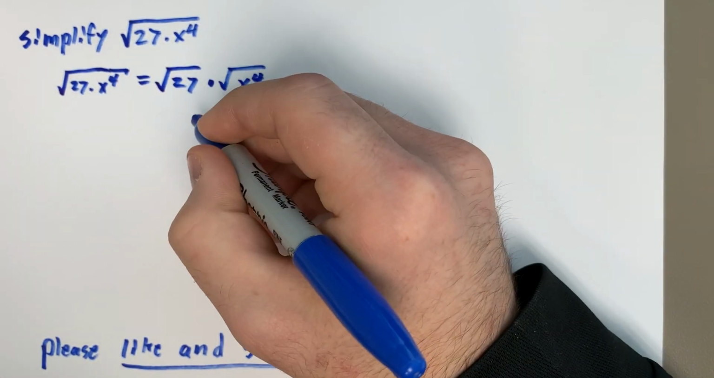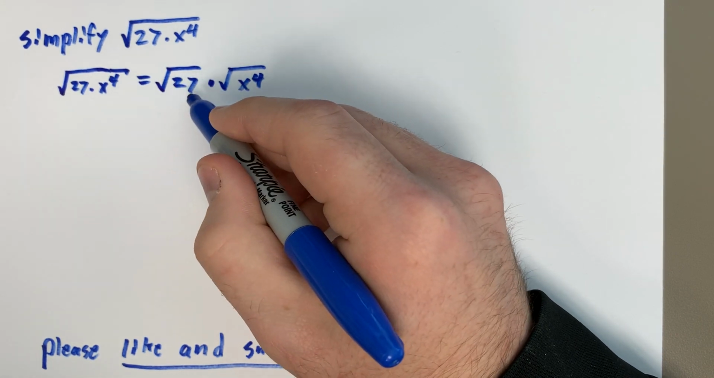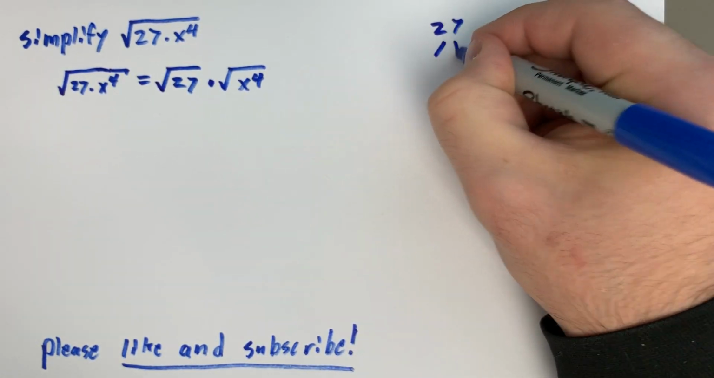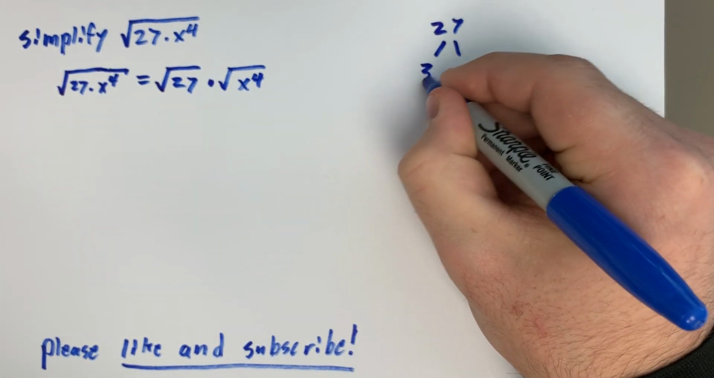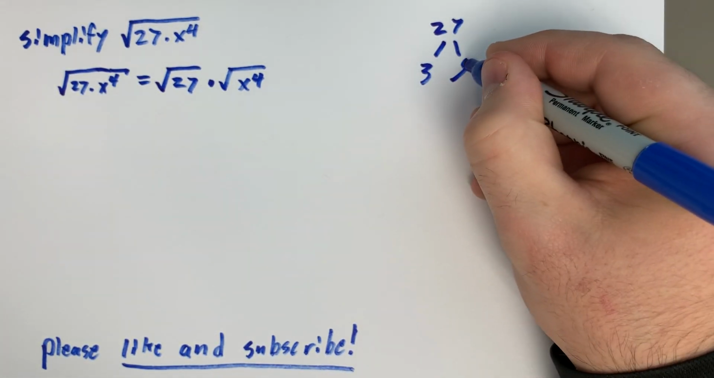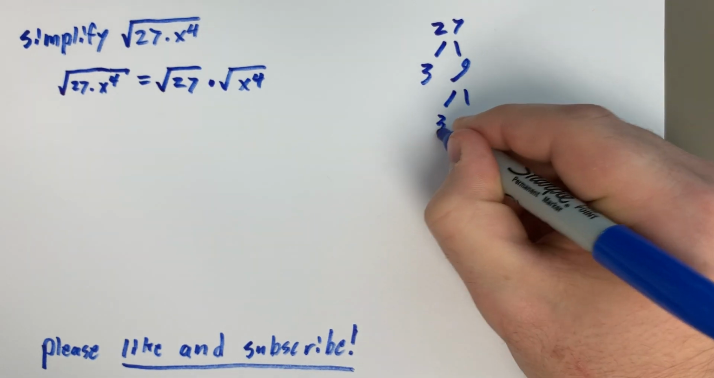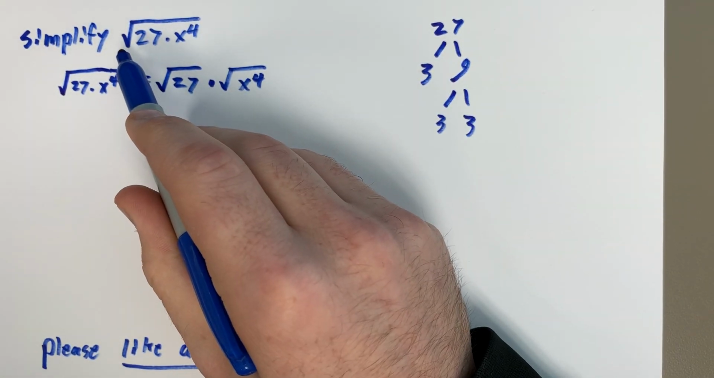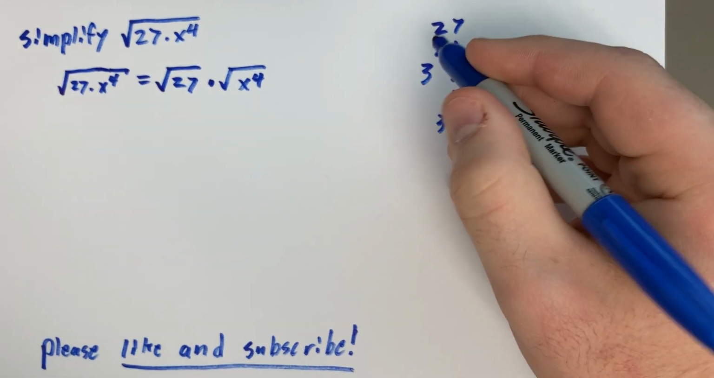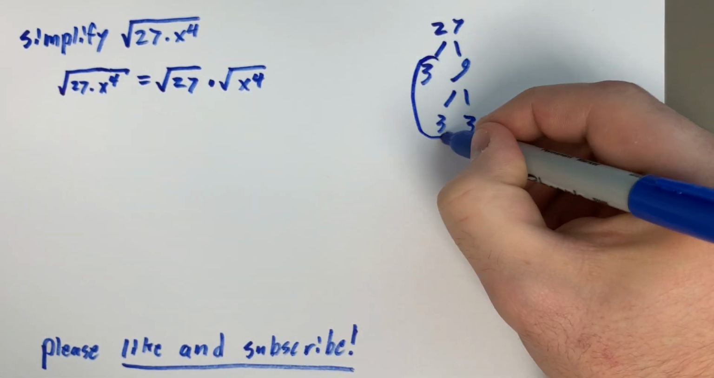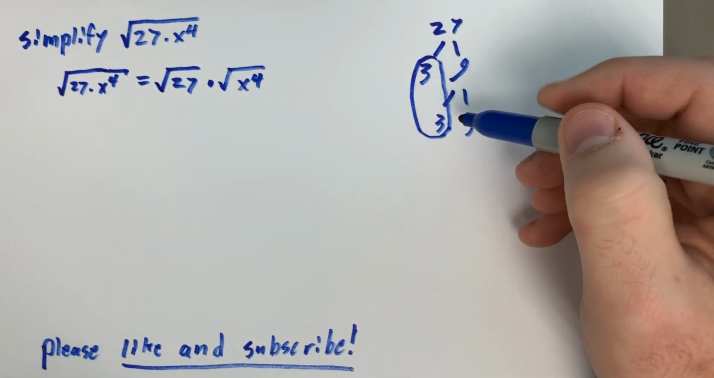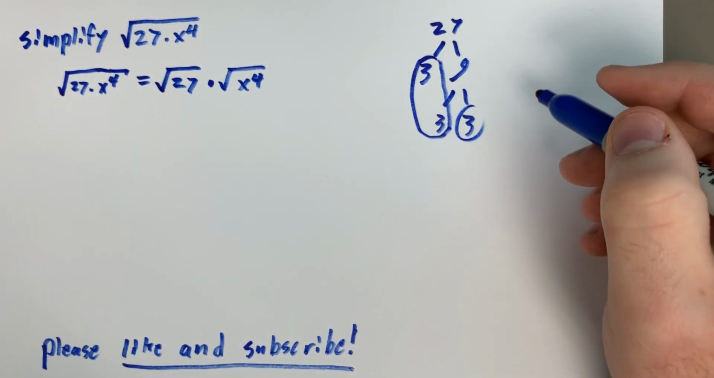Okay, so now we have this radical root 27 that we need to break down, so we need a factor tree. So we have 27. How does that break down? Well, it's divisible by 3 and 9. And 9 breaks down into 3 and 3. Notice that we're dealing with a square root here, so we are trying to group things into powers of 2. So here's a group of 2 3s, and we have the spare 3 floating here.